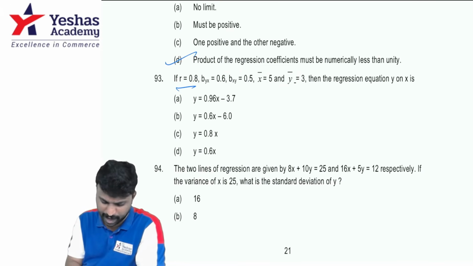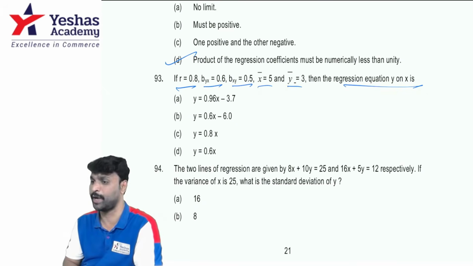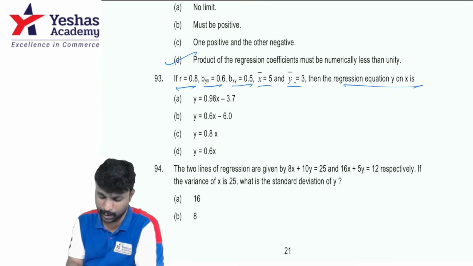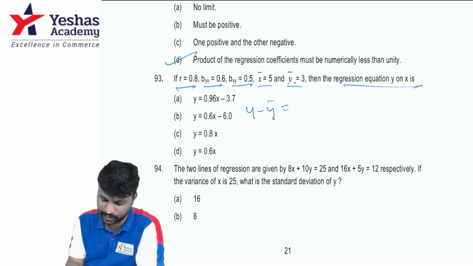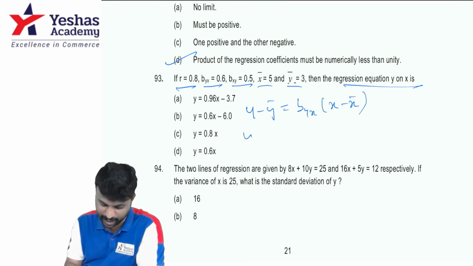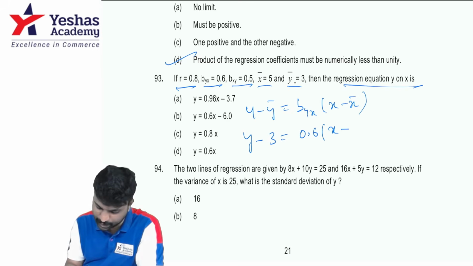Guys, they have given R value, BYX, BXY, X bar and Y bar, the regression equation of Y on X. Whenever the X bar and Y bar value given, Y on X equation is Y minus Y bar into BYX into X minus X bar, isn't it? So Y minus, what is my Y bar here? 3. And BYX value is given to be 0.6. X minus, what is X bar value?